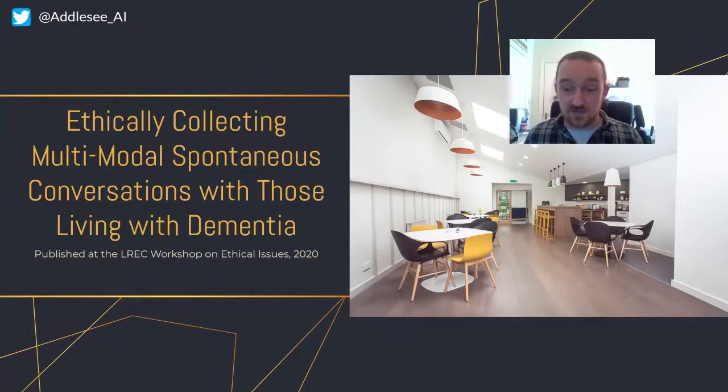In this picture here, there's the environment we wanted to run this experiment in, which is in Alzheimer's Scotland Centre, and it looks very cool and classy and modern, and every item in there is designed to be dementia friendly. So the tables, the microwave, the fridge, everything is dementia friendly. It's a very, very cool room, and all of this was thought about and was published in a paper at the LREC Workshop on Ethical Issues, if you are ever wanting to collect a dataset yourself, which I encourage you to do.